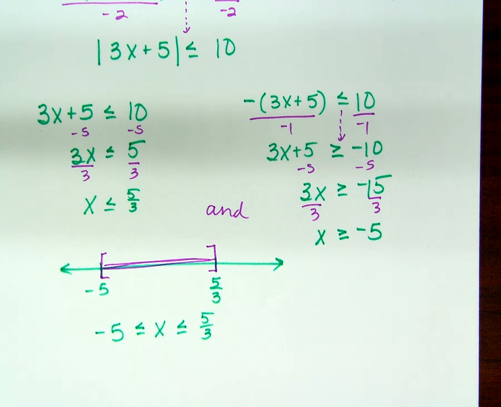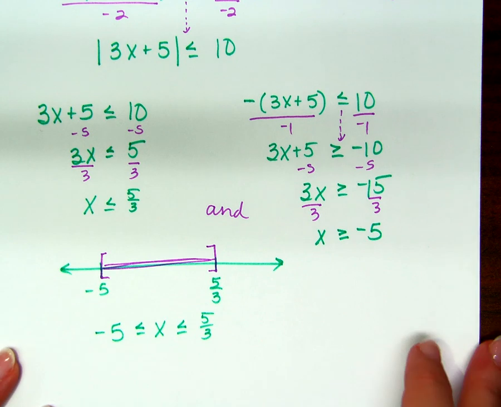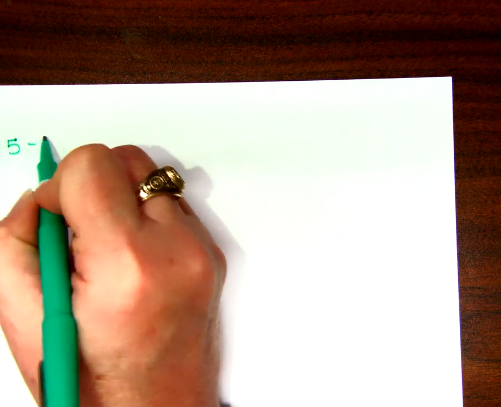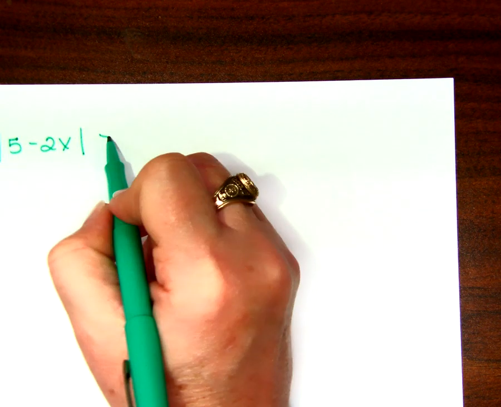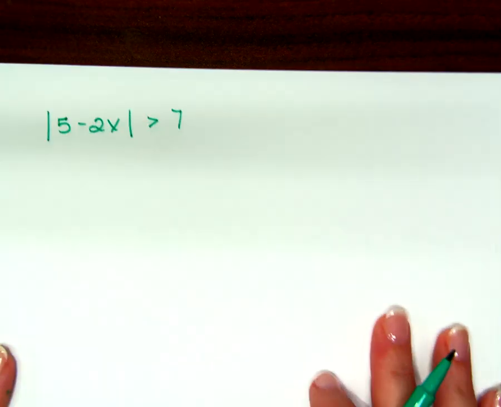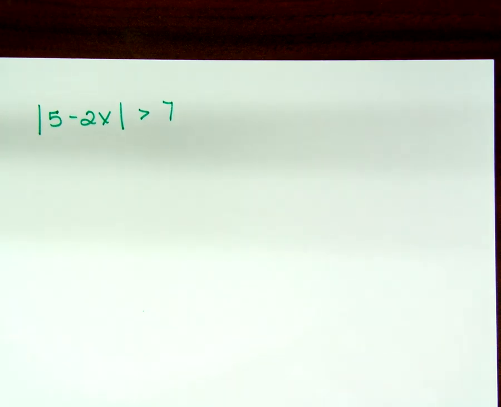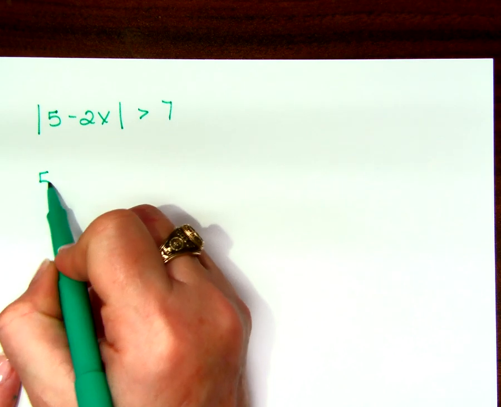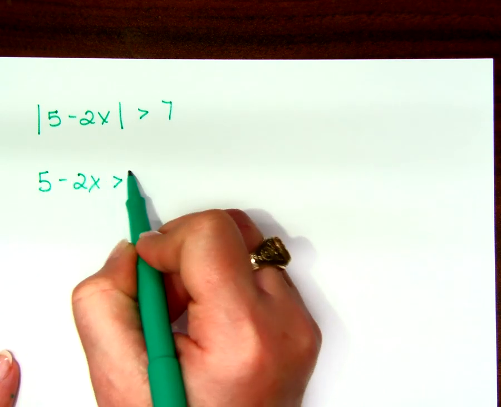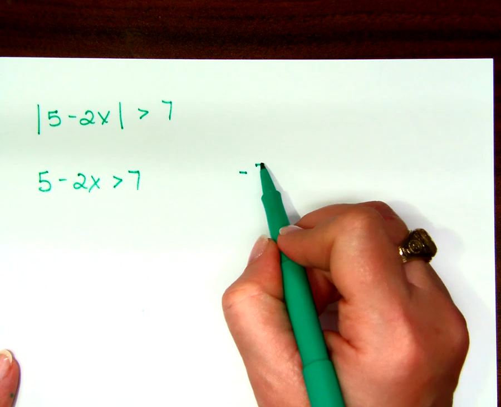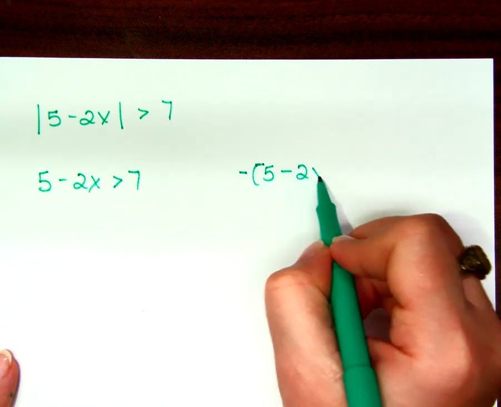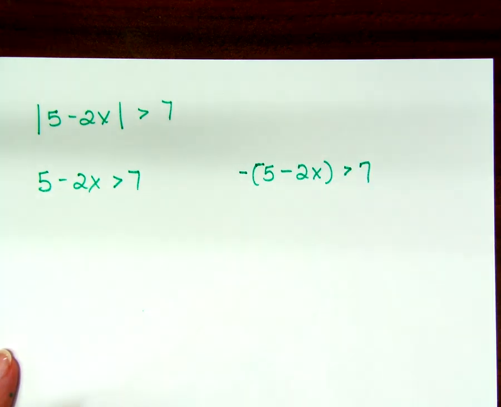Can we do one more of those? Absolute value inequalities? Okay. 5 minus 2x is greater than 7. Whoa, sorry. So first isolate. Okay, done. Now two parts. So 5 minus 2x is greater than 7. And negative 5 minus 2x is greater than 7.